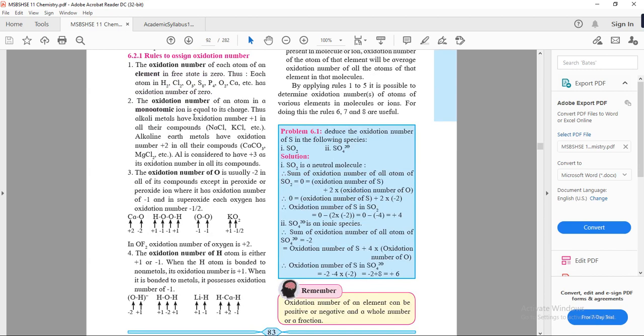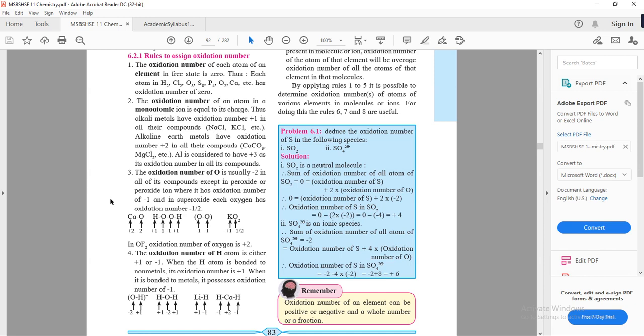Next, the oxidation number of an atom in a monoatomic ion is equal to its charge. Thus, alkali metals have oxidation number +1 in all their compounds. For monoatomic atoms, the oxidation number for an alkali metal is +1. For NaCl, it has valency 1, it reacts with only one chlorine: NaCl, KCl. Okay, so Na and K are the alkali metals, and they have +1 charge, oxidation number.